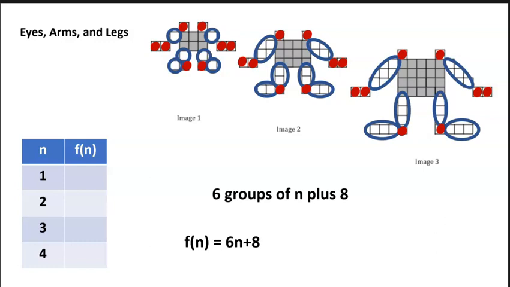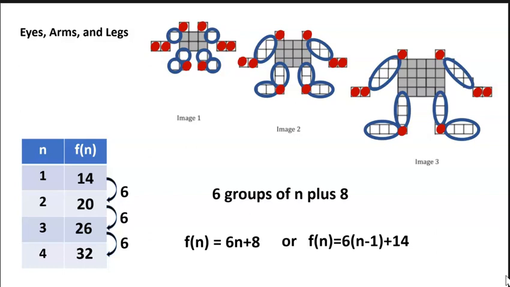I could also create a table and count how many white blocks are in each figure. The first image has 14 white squares. The second has 20, and the third has 26. I noticed that the number of white blocks increases by 6 each time the image number goes up by 1. This can help me find that in image 4, there will be 32 white squares, and it can help me write the explicit equation in point-slope form.